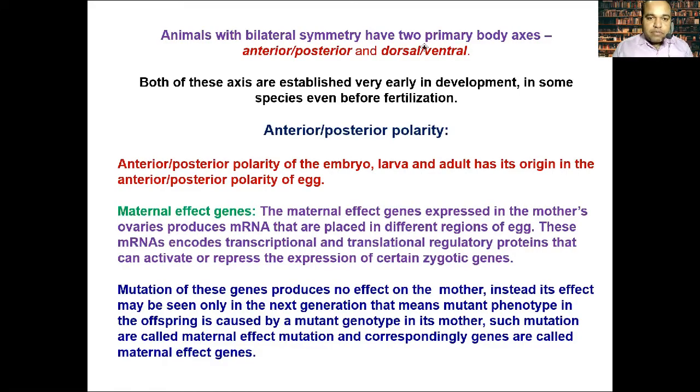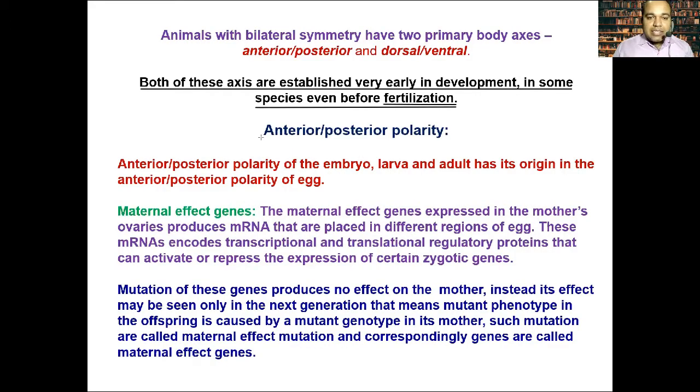You can look here, both of these axes, whether it is the anterior or the posterior, are established very early in development, and in some species even before fertilization. The most important point is that the axis development in the case of Drosophila melanogaster is in such a manner that it is determined even before the act of fertilization that the axis development is going to take place.